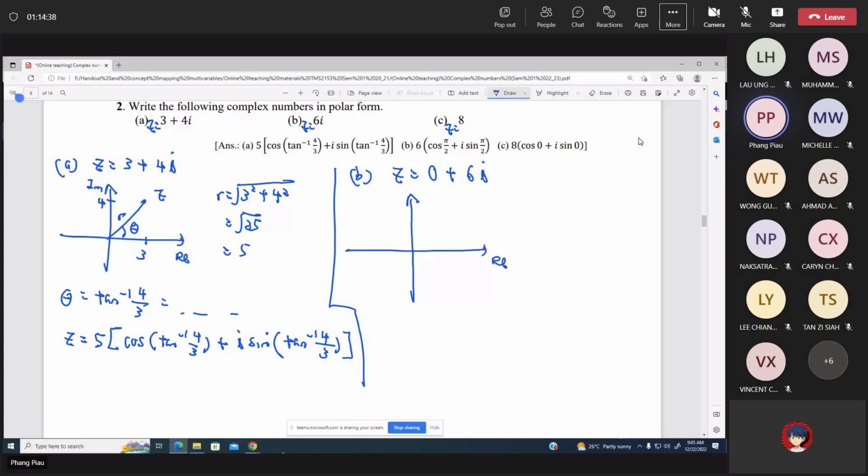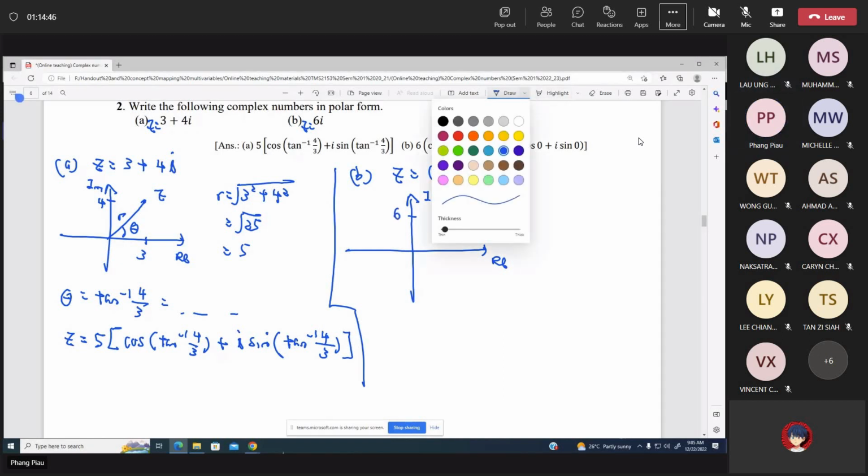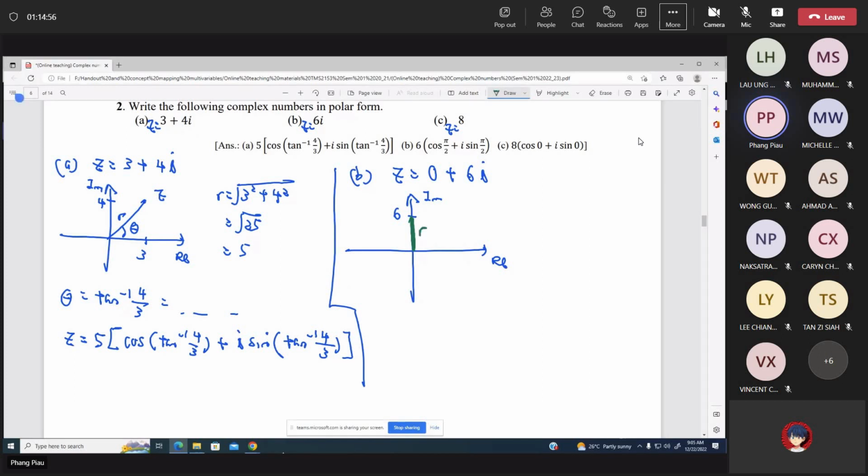This is your real, imaginary. 0 is here, so this is your 6. It is this one. So if it is this one, then automatically you know the r. You don't have to do any calculation. Your r is equal to 6. This is the radius. r is radius. You don't have to calculate.